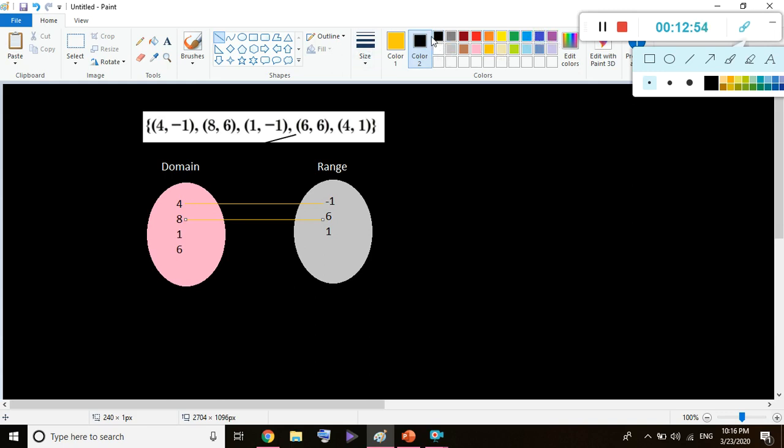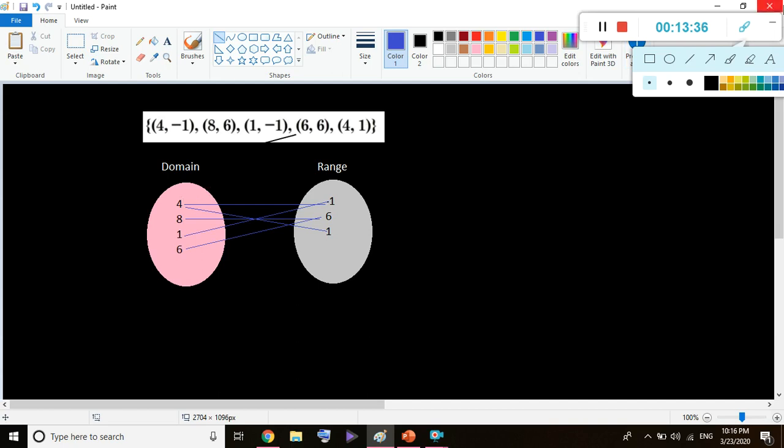Oh, this is not even changing because, okay, so again we having here 4 with -1, then 8 with 6, then 1 with -1, we have 1 with -1, then 6 with 6, then 4 with 1. So let's see here, girls. It's going to be 4 with 1.